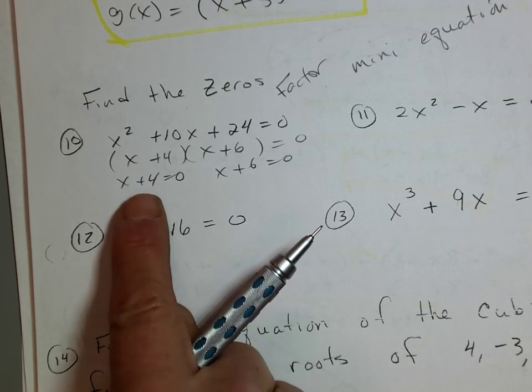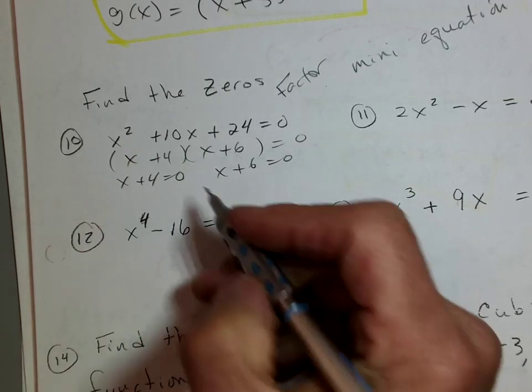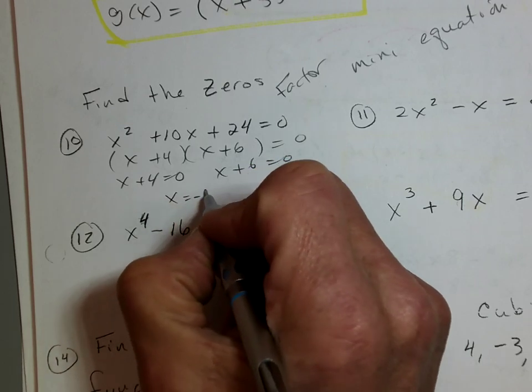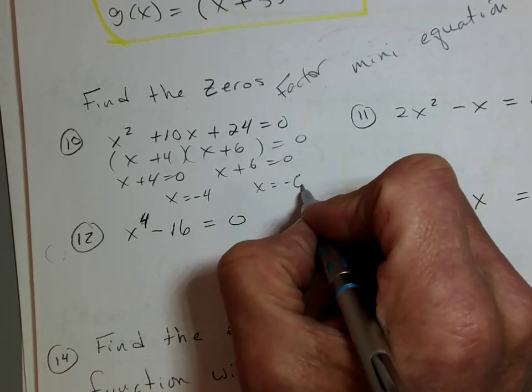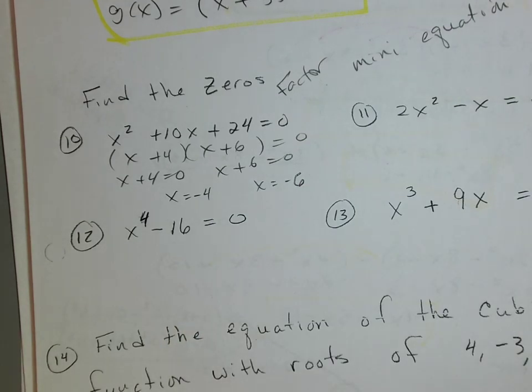If I solve, I go minus 4, minus 4. One answer is x equals negative 4. Minus 6, the other is x equals negative 6. Okay? Those two are my zeros.